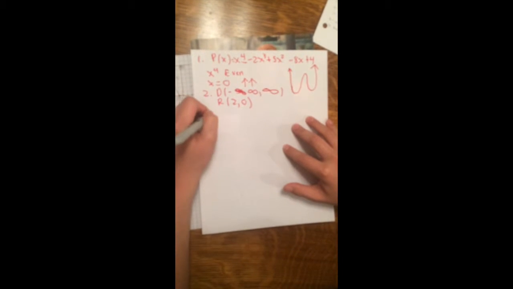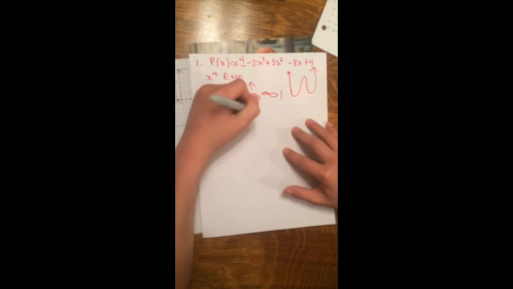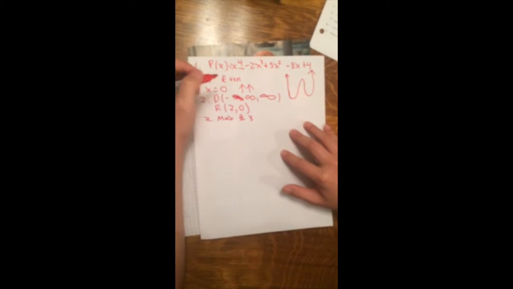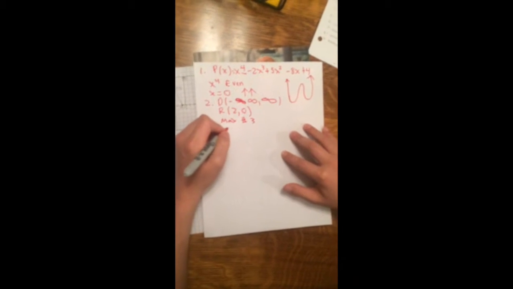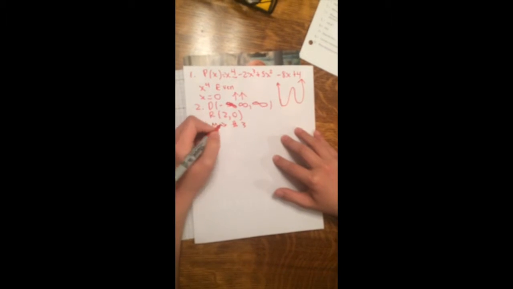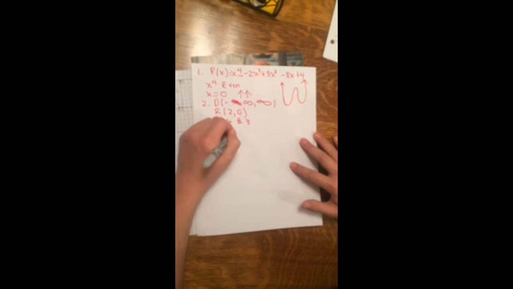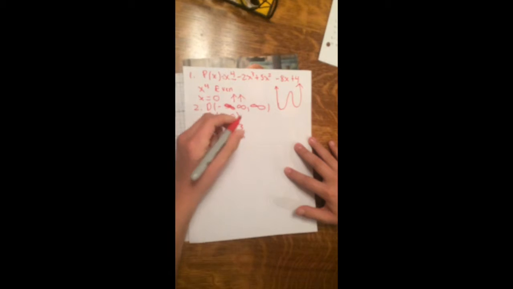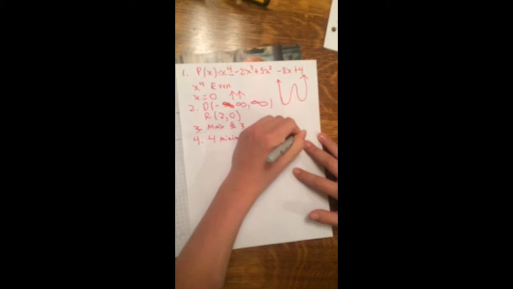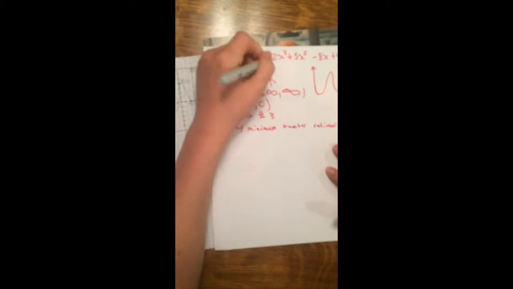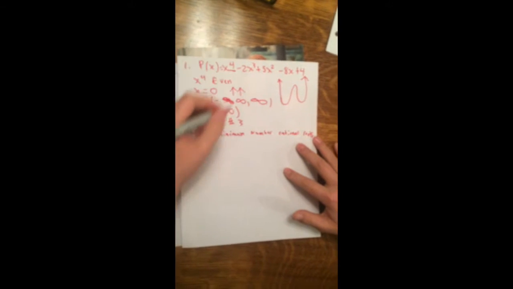Okay, and then number 3, the max number of turns it's going to take is going to be 3 because it is 1 less than the highest degree of the polynomial. So that's 3, and then 4. It's 4, which is the minimum number of rational roots, because you can find that out from the x to the fourth, the highest degree of the polynomial.